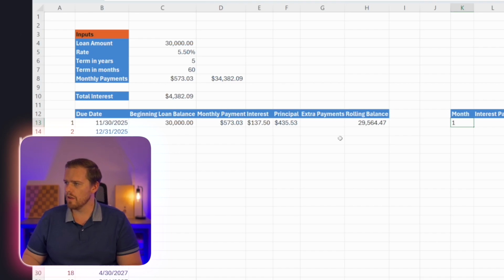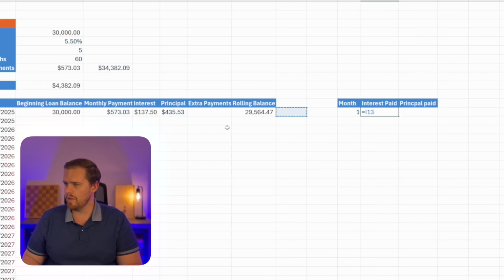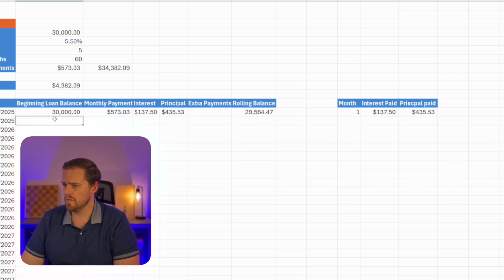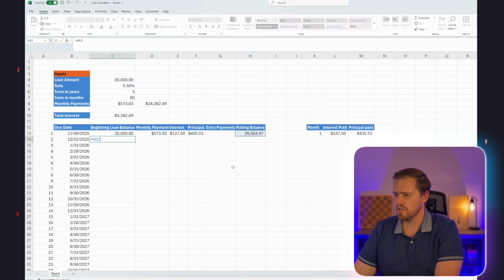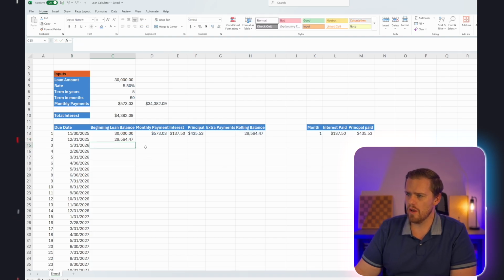We're going to go into month one. Our interest paid will be equal to $137.50, and our principal paid will be that $435 plus any extra payments that we have right here. Okay, so moving on to our second month, our beginning loan balance is going to be the equivalent of our rolling balance. So we'll press enter there.